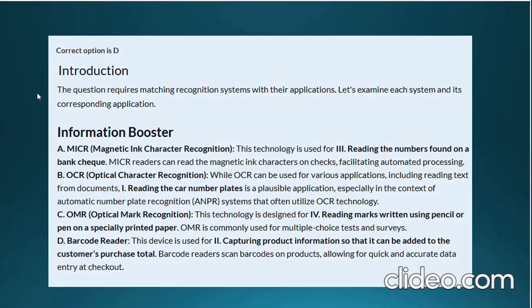OMR, optical mark recognition. This technology is designed for reading marks written using pencil or pen on a specifically printed paper. OMR is commonly used for multiple choice tests and surveys. Barcode reader. This device is used for capturing product information so that it can be added to the customer's purchase total. Barcode readers scan barcodes on products, allowing for quick and accurate data entry at checkout.